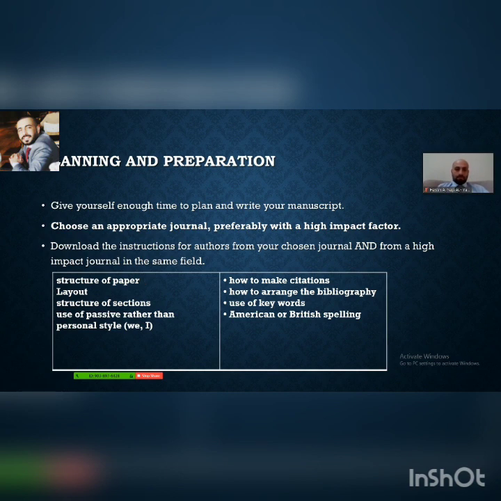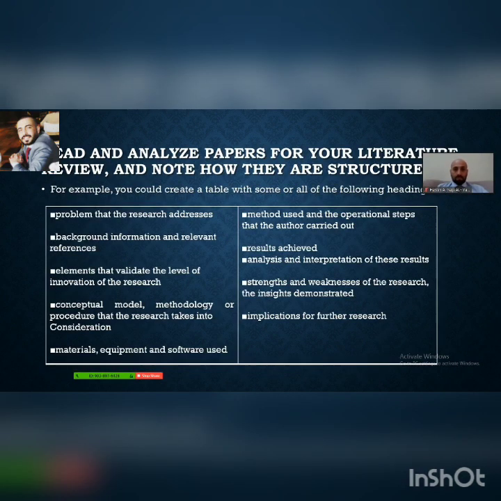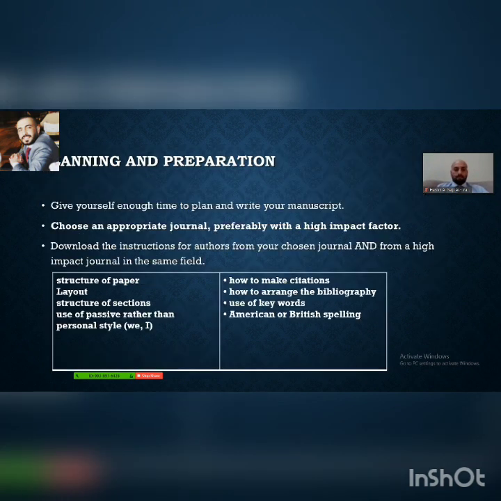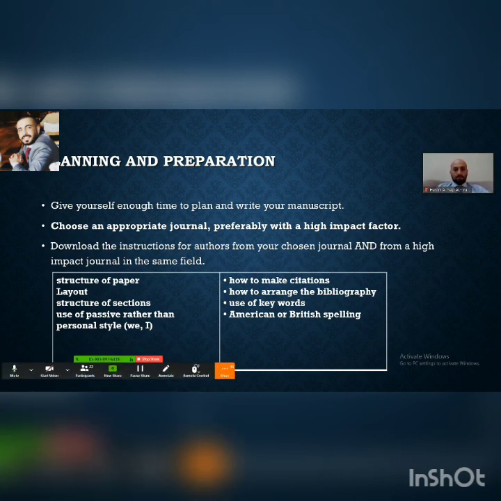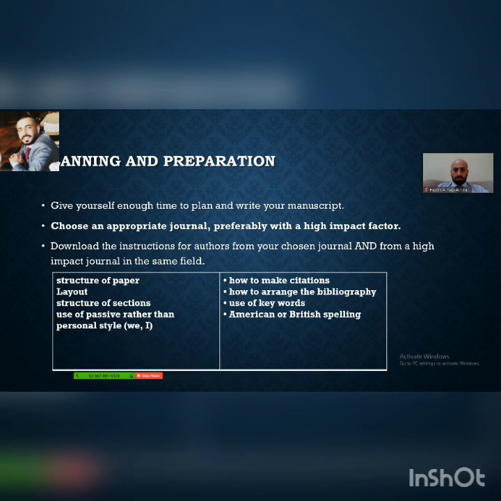If you are going to publish your research in a Scopus high standard, let's say, journals, we need to focus on these. So give yourself time to plan and write your manuscript. Choose an appropriate journal, preferably with a high impact factor. So try to take it step by step. If you publish in a lower impact factor, try the next time to publish in a higher impact factor than the Scopus. So take it step by step. Don't jump from 0 to 10.